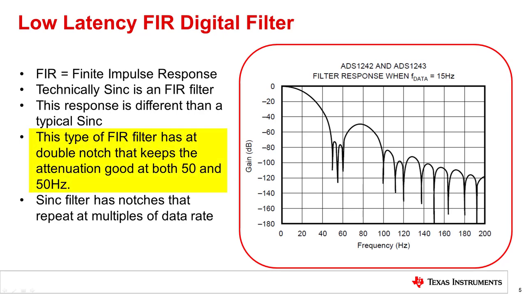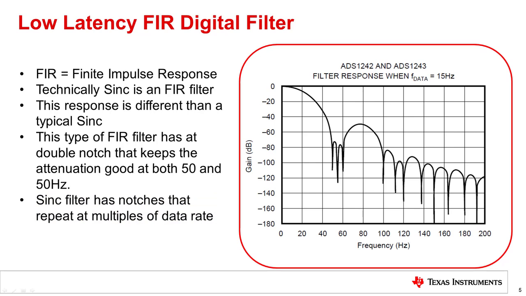From a response perspective, the difference between this type of filter and the sync filter is the fact that it has a notch at both 50 and 60 Hz simultaneously. For a sync filter, the notch can only be placed at either 50 or 60 Hz. This is a nice feature as the hardware will not need to be adjusted according to the regional power line frequency. As a side product of this design, you will notice that the notches do not occur at regular intervals as they do with a simple sync filter.